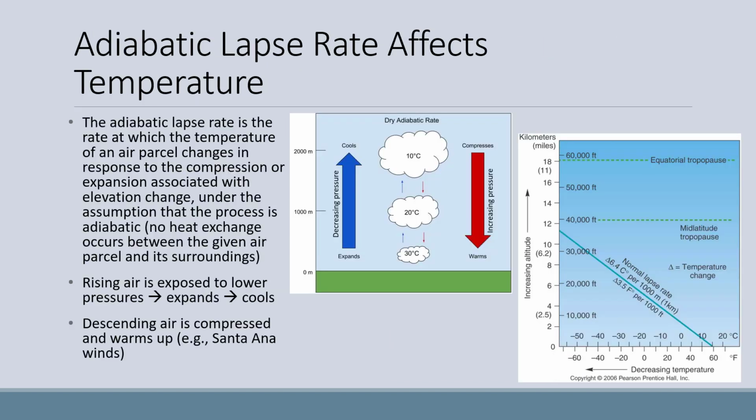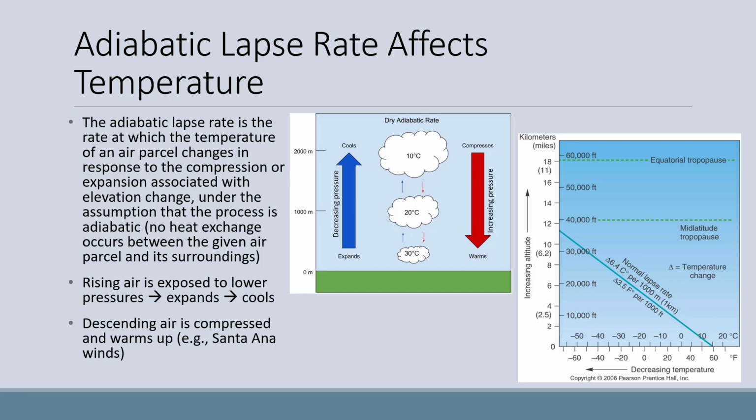Now that we have talked about the vertical structuring of the atmosphere with regard to pressure and temperature, let's talk about the adiabatic lapse rate, because that affects the temperature of an air parcel. The adiabatic lapse rate is the rate at which the temperature of an air parcel changes in response to the compression or expansion associated with elevation change, under the assumption that the process is adiabatic, which means that no heat exchange occurs between the given air parcel and its surroundings. Rising air is exposed to lower and lower pressures, and so it expands and it cools.